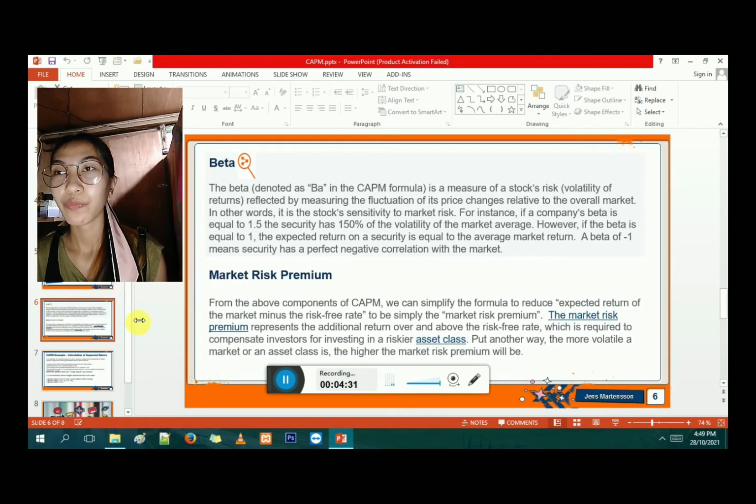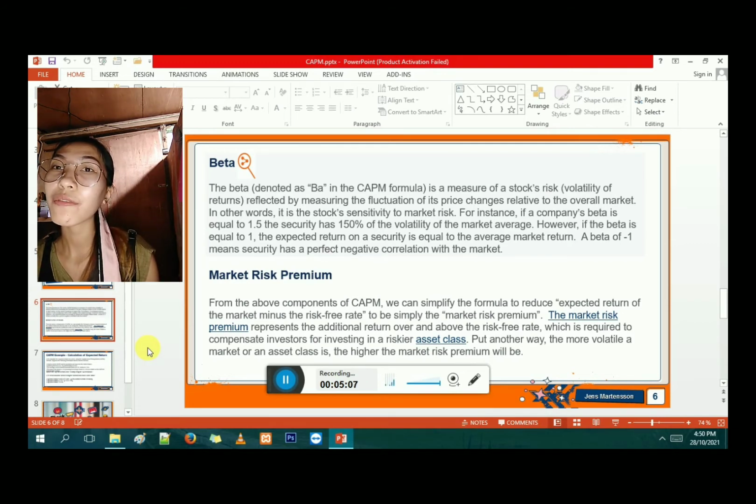Then the market risk premium. From the above components of CAPM, we can simplify the formula by reducing the expected return of the market minus the risk-free rate to simply the market risk premium. The market risk premium represents the additional return over and above the risk-free rate, which is required to compensate investors for investing in a riskier asset class. Put another way, the more volatile a market or an asset class is, the higher the market risk premium will be.